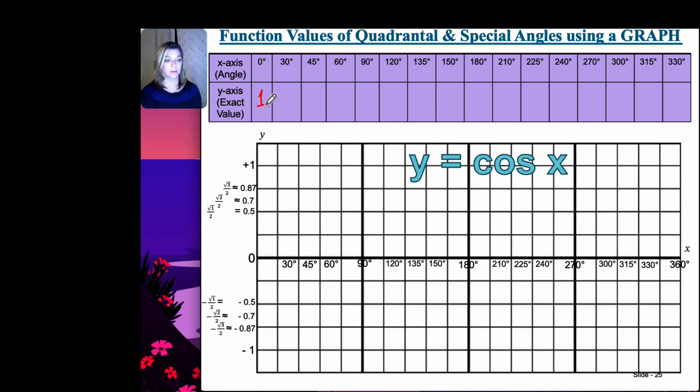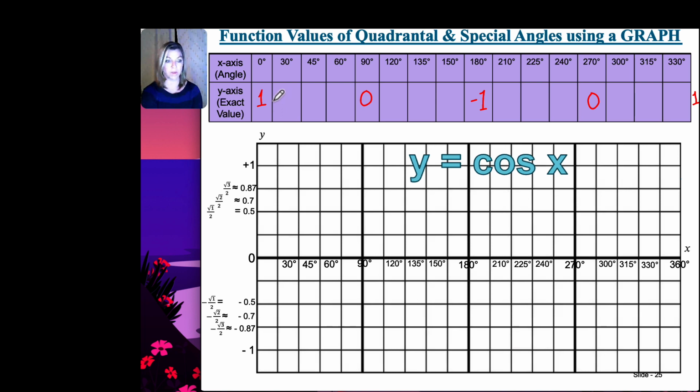1, 3 values, 0, 3 values, -1, 3 values, 0, 3 values, back to +1. I'll just write it here. Okay, so now we just need to get those 3 values filled in for each of these quadrants. Now to get from +1 to 0, we need to be decreasing in values.